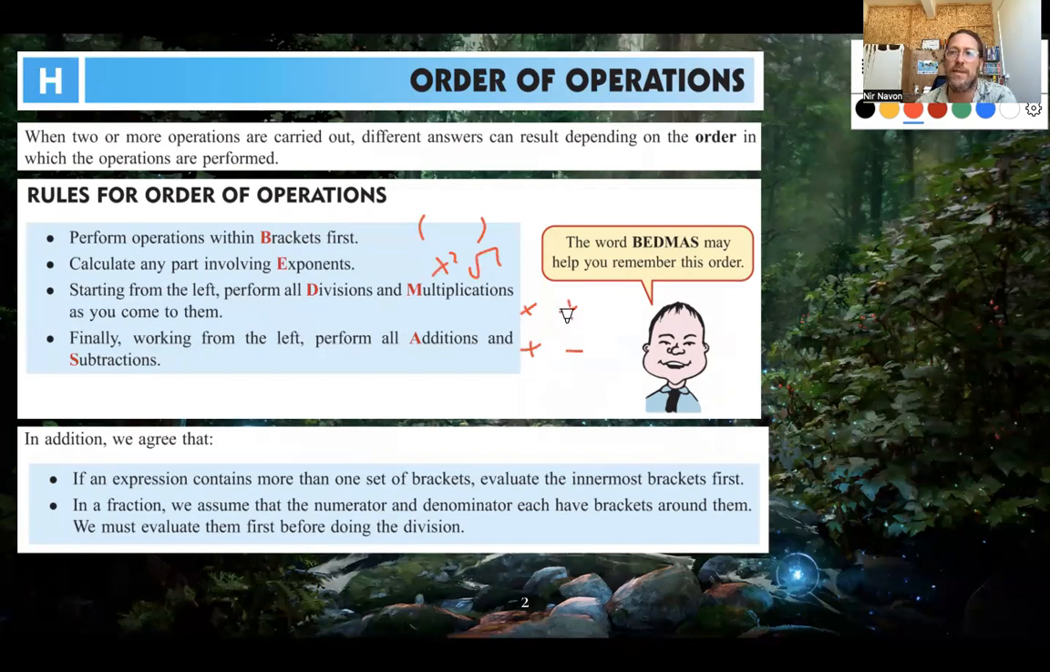When we have a few of these at once, we work from left to right. If we have a few brackets, we start with the inner bracket first. If we have a fraction, we just look at it as if we had brackets around both the numerator and the denominator. So first we work the numerator and then we work the denominator.